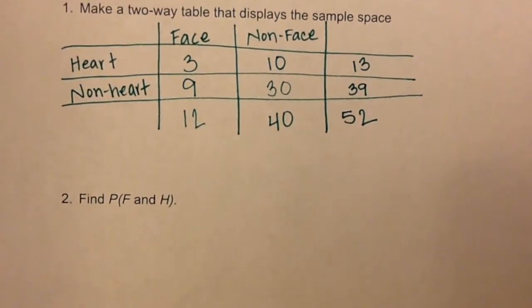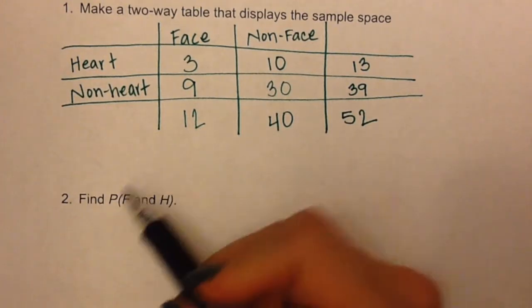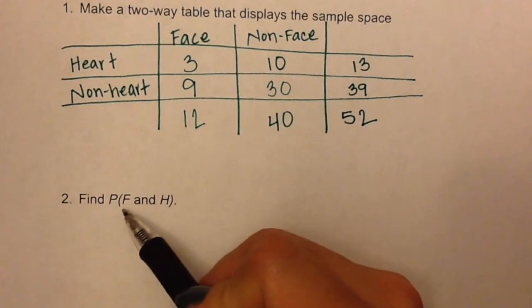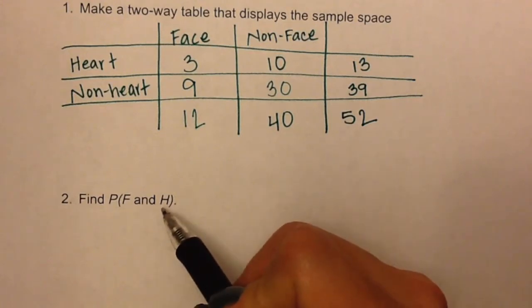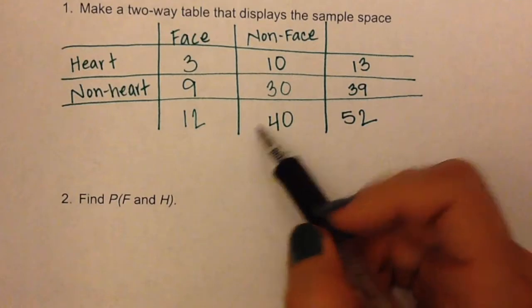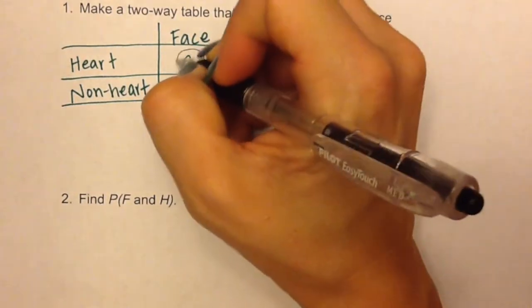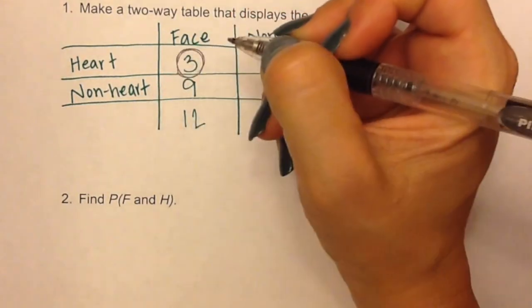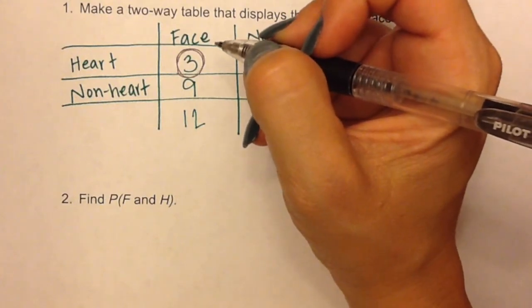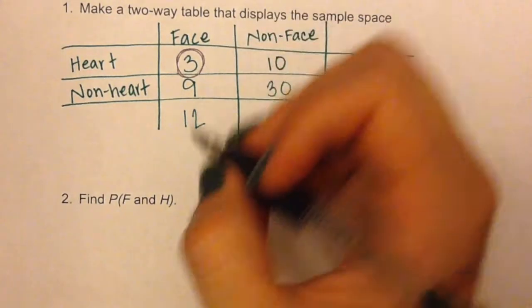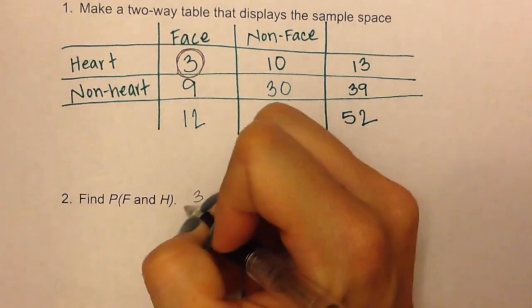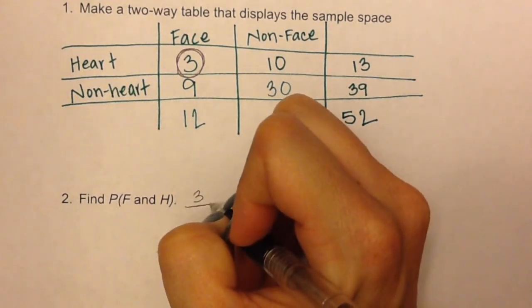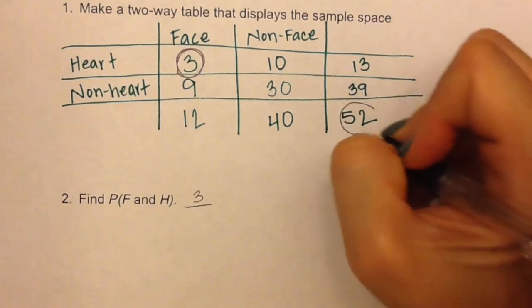Then we're going to use that two-way table to help us answer number 2. It says, find P, which stands for the probability, of F and H. So the probability that a card is both a face card and a heart. So looking at our two-way table, we can see that 3 cards are both a face card and a heart. So we're going to turn that into a probability by making this 3 out of our total cards, which is 52.